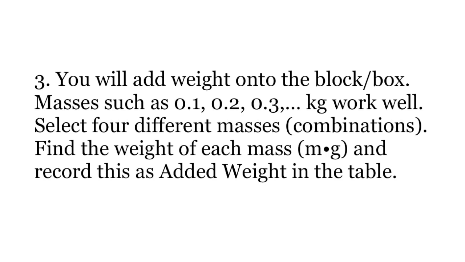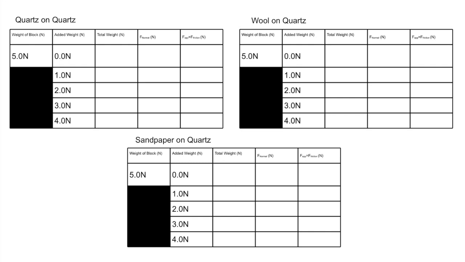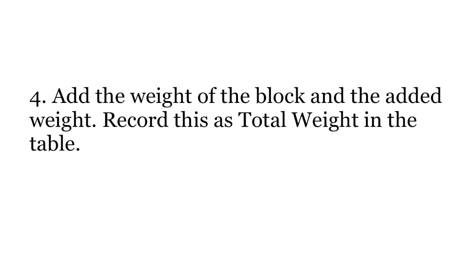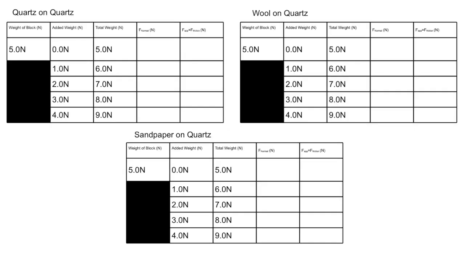Step 3. You will add weight onto the block/box with masses such as 0.1, 0.2, 0.3, etc. kilograms that work well. Select 4 different masses, combinations, and find the weight of each mass, m times g, and record this as the added weight in the table. An example of step 3 can be seen here. Step 4. Add the weight of the block and the added weight and record this as total weight in the table. An example of step 4 can be seen here.